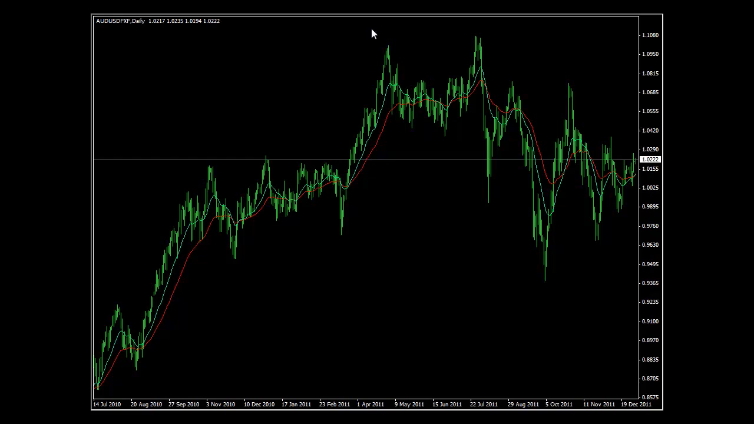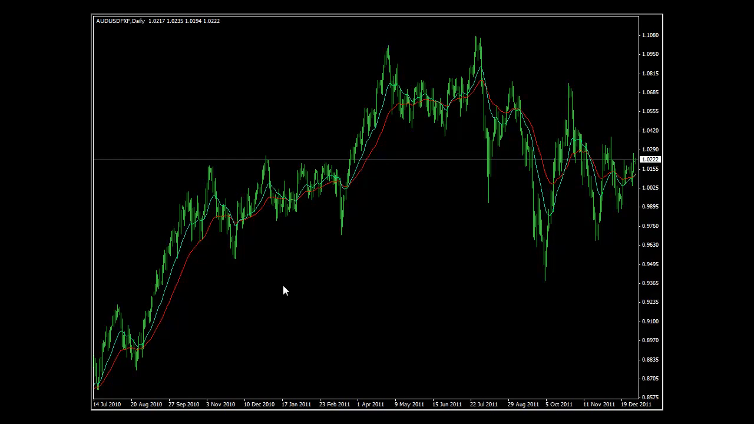The way I use these averages is simply, I don't look for the crossover. I could care less about the crossovers. The crossovers do not signal anything until we have price structure on our side. Okay, and I'll go over what that means in a moment.